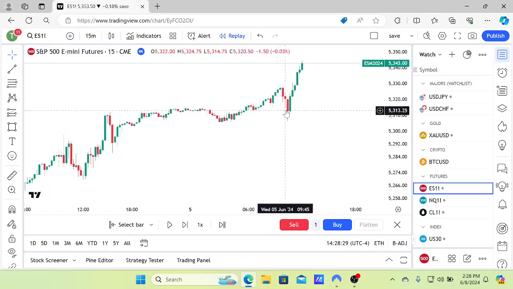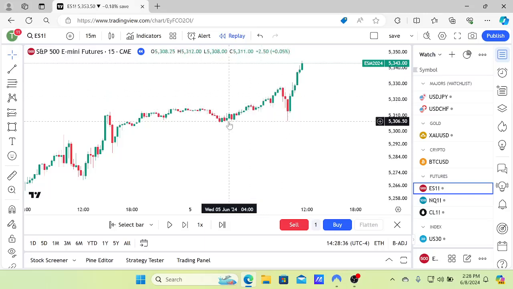This is that pullback that you want to focus on. Look, see how this pulled back below 50% of that price range. This is the key thing, pay close attention, of where that key liquidity run happened. I also want to bring to your attention that, of course, the more significant the liquidity pull, the better.